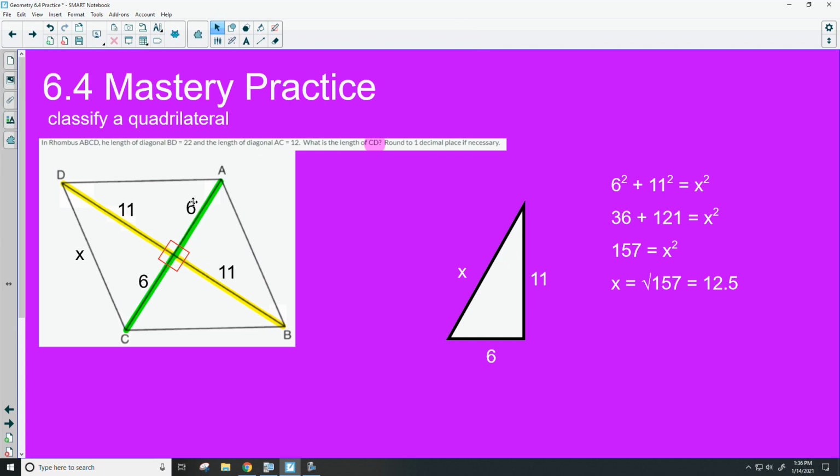So yes, on these questions you are going to have to use the Pythagorean theorem. Make sure that you know that diagonals bisect each other, and this is a big one right here. The big key here is when it tells you that it's a rhombus, then I know that I have 90-degree angles in the middle. So hope that helps. I hope that helps you with 6.4 and at least get you going.